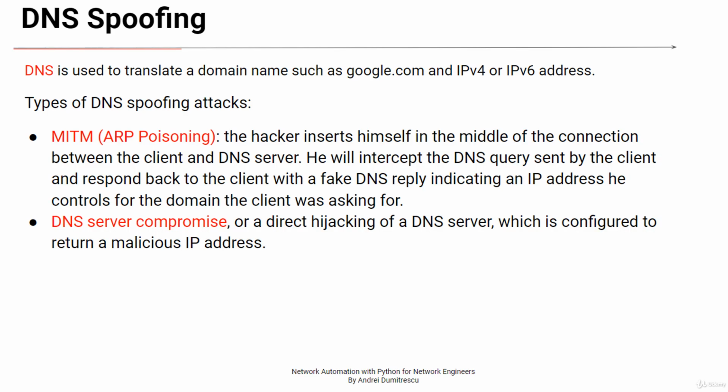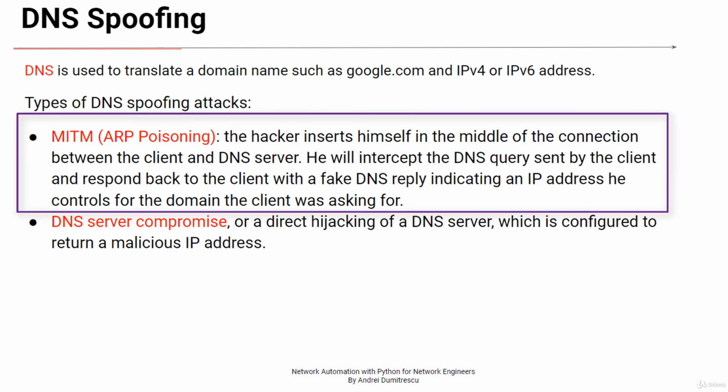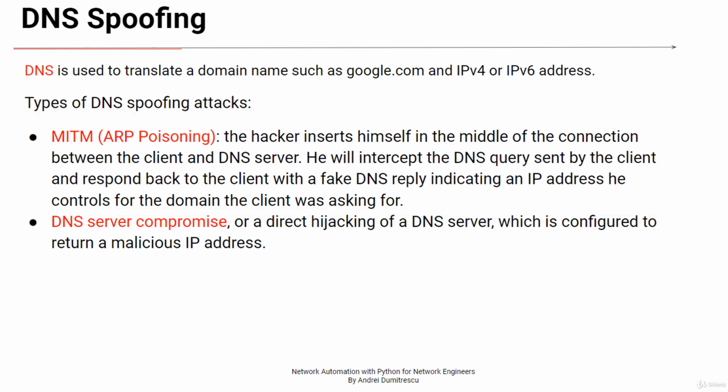Basically, there are two types of DNS spoofing attacks. The first one is of type man in the middle, and that means that the attacker will launch an ARP poisoning attack and put himself in the middle of the connection between the client and the DNS server. He will intercept the DNS query sent by the client and respond back to the client with a fake DNS reply indicating an IP address he controls for the domain the client was asking for.